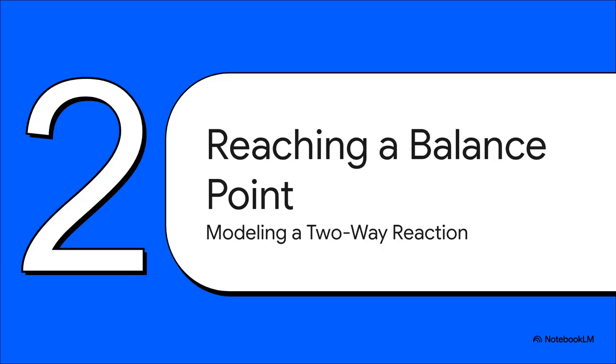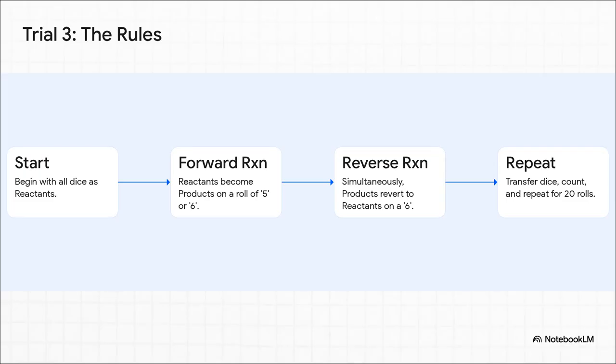But, in the real world, chemistry is usually more complicated. Reactions are often a two-way street. Products can actually turn back into reactants. This is called a reversible reaction, and it leads us to one of the most important ideas in all of chemistry, equilibrium.